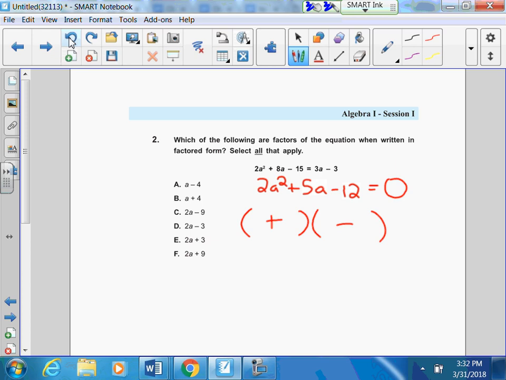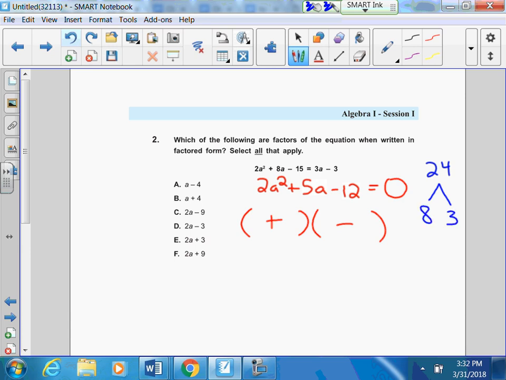So I'm going to take 2 times 12, and that gives me 24. And so now I'm looking for two numbers that multiply to give me 24. And then since the signs are different here, we are going to look for a difference of 5. So can you think of two numbers that multiply to give you 24 that have a difference of 5? If you want to pause the video and try to think about that, that's fine. But I'm going to tell you what those numbers are.